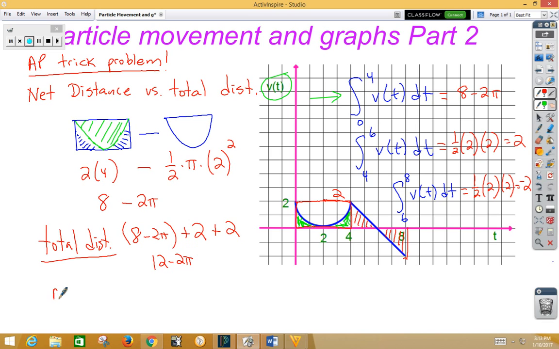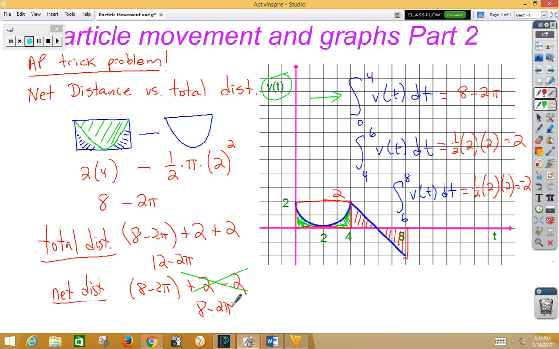If I want net distance, then I leave the signs the same. So my first area was 8 minus 2 pi. My second area was a positive 2. My third was a negative 2. Well, those are going to cancel each other out. We probably could have told that just by looking at the picture. And so our net distance is simply 8 minus 2 pi.